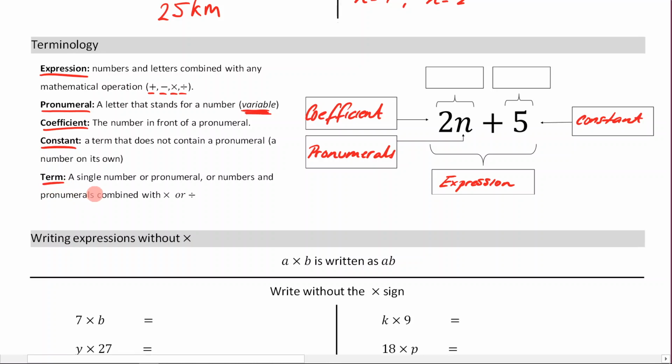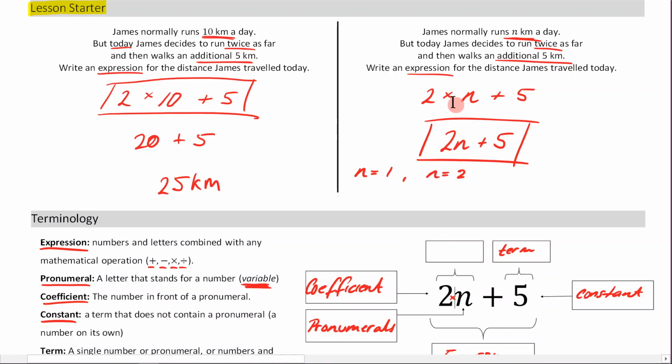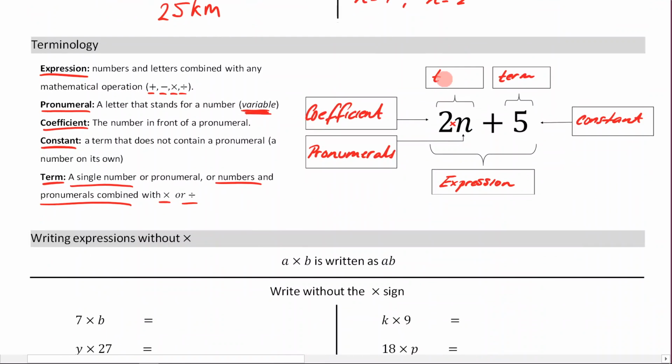Okay, last one is term: a single number or pronumeral, or numbers and pronumerals combined with multiplication or division. So a term could be a single number. That means our constant here is a term because it's just a single number. It could also be numbers and pronumerals combined with multiplication or division. Well, in this case, this 2n, we know that these two things are combined together by a multiplication. If you remember up here, we had 2 times n, and we made that 2n. So that means this thing right here is a term as well. And we'll be learning more about terms later on.